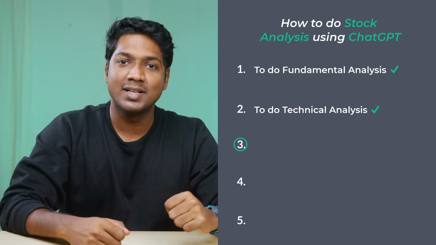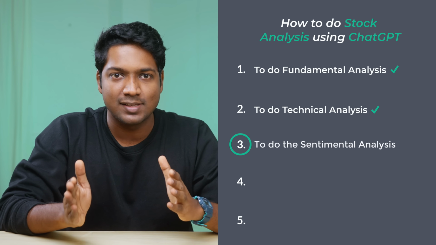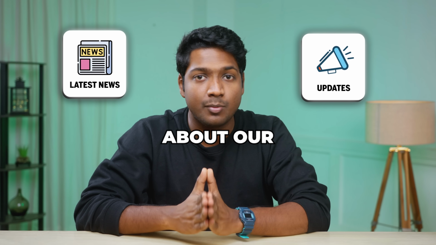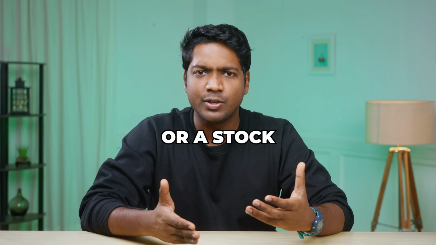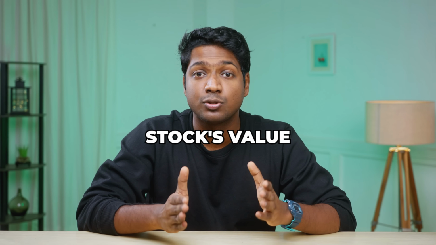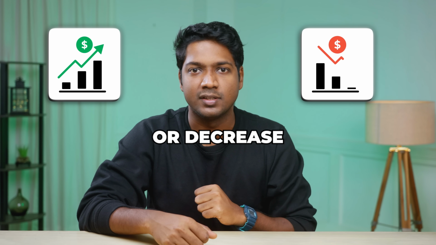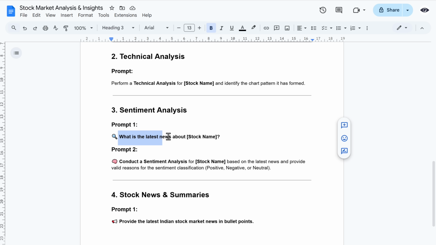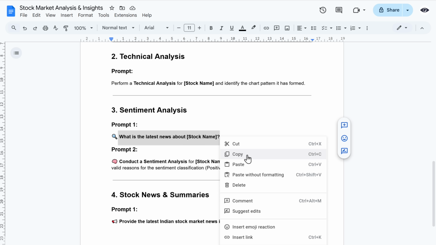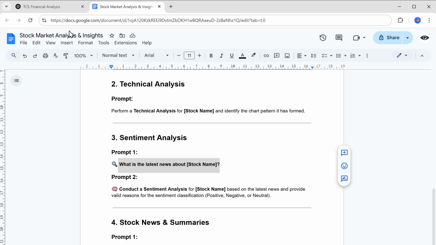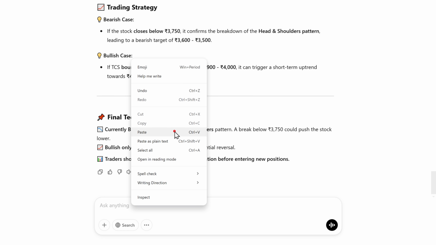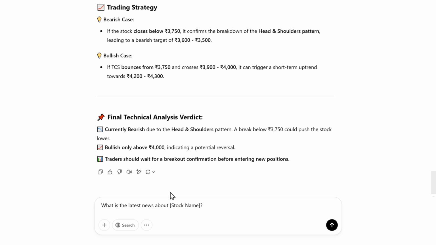So let's move on to the third step, which is to do the sentimental analysis. The sentimental analysis helps us to get the latest news and the updates about a stock. The news about a company or a stock will also determine whether the stock's value will increase or decrease. So let's begin by going back to the document, scroll down, copy this prompt and go back to ChatGPT. Paste the prompt, change the stock name and click here.